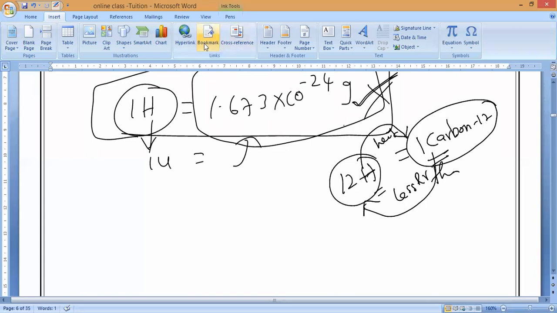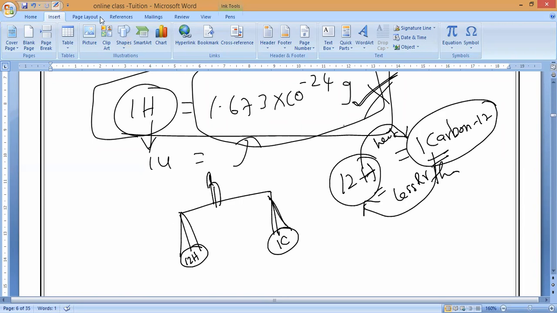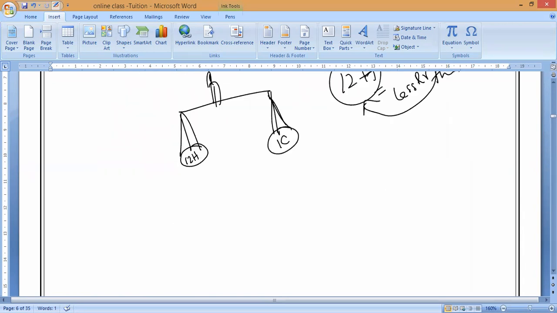If you balance, for example, on one side you have to keep one carbon, and how many hydrogens do we have to keep to balance it? 12 hydrogens. That is what you have to remember. This is the atomic mass unit. If you understand this, then with this I will stop today's class.